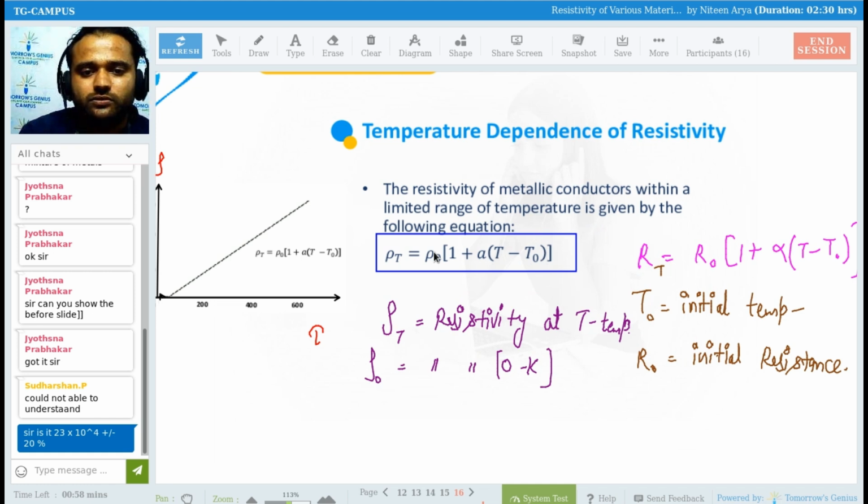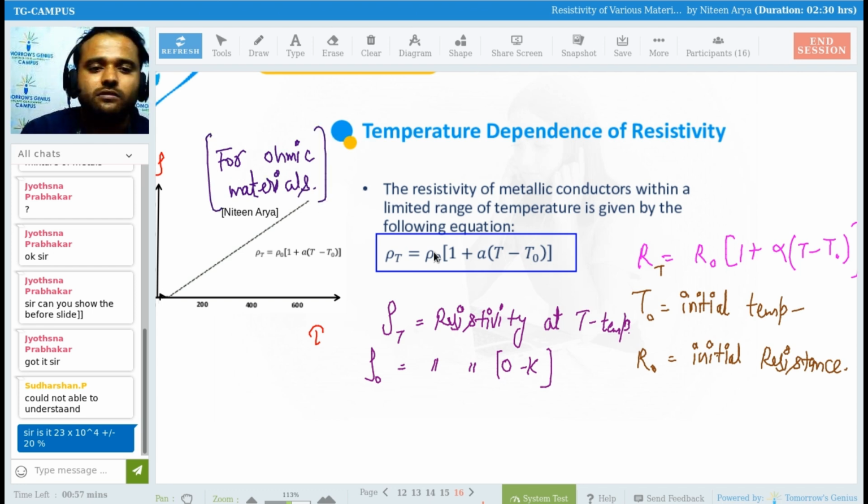And in this way it holds for ohmic materials, or conductors, you can say, but that is the perfect word. Is this clear?